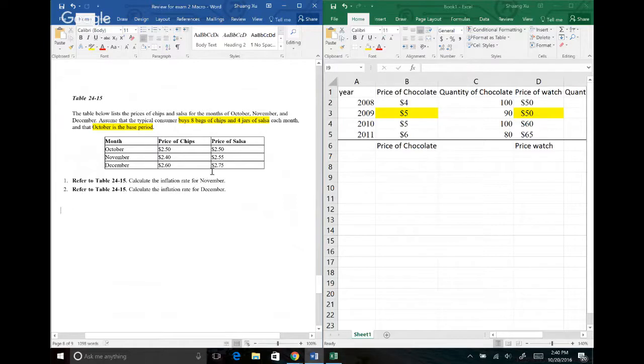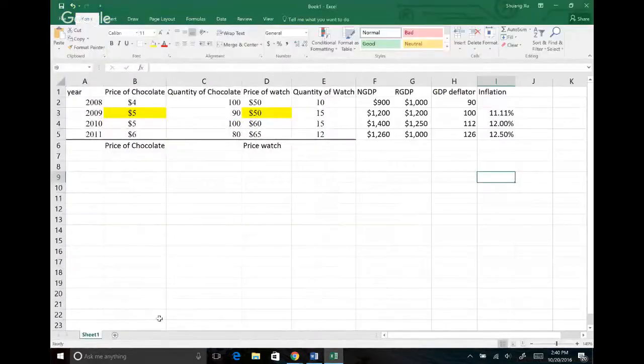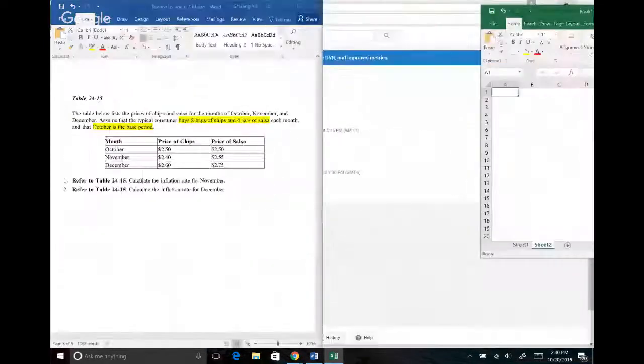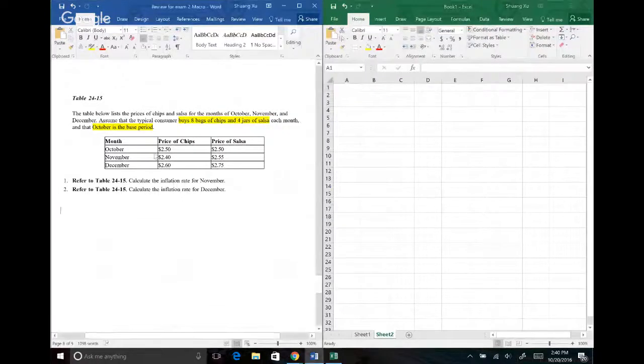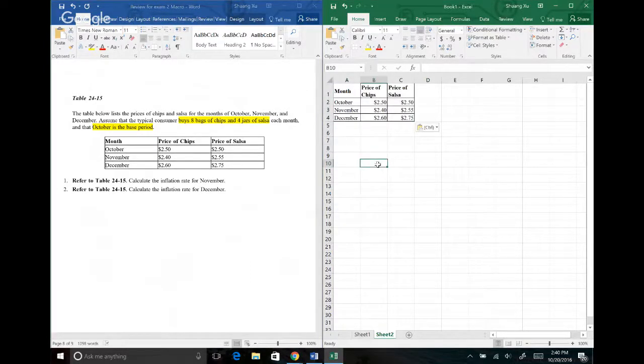So for this problem, the first thing I'm going to do is to find out what our CPI is, and then I can find inflation. So let me open a new sheet on Excel. Let me copy this over. Hopefully this copy is pretty good. All right, here we go.